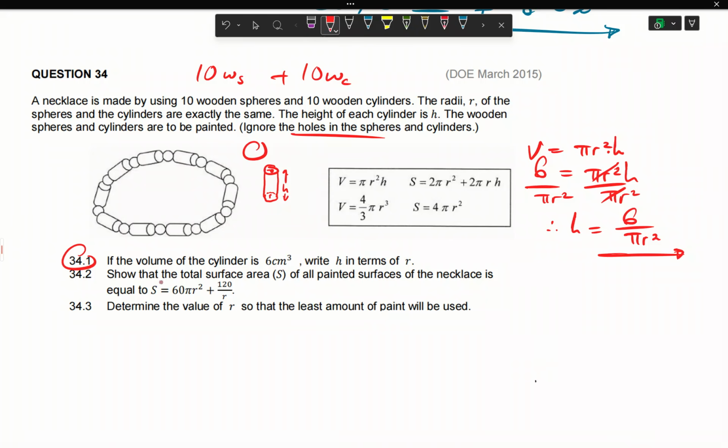So now show that the total surface area of all painted surfaces of a necklace is what? Remember, this necklace is made up of a sphere plus a cylinder. So now you're given this formula. This formula, guys, you have to know which formula this is.